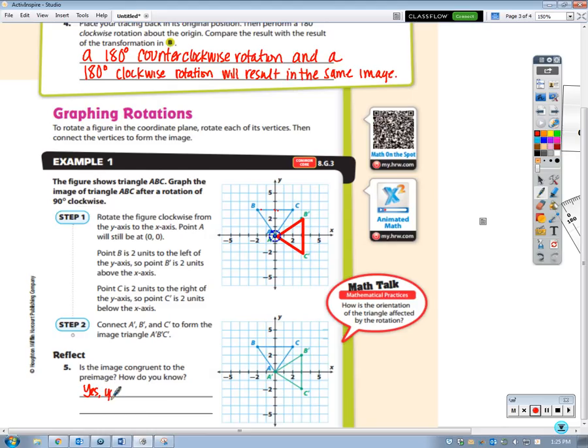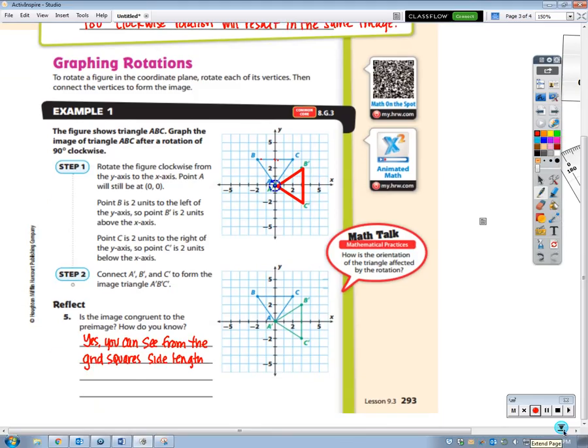You can see from the grid squares, side length, and angle measure are the same. Could you also use a ruler and a protractor to measure that to double check? Yes, you could, and that's what we did in Explore Activity 2.